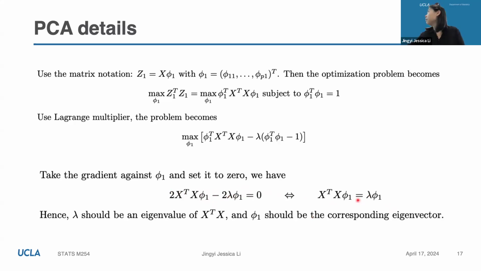This is what you have. And this is the very nice result because this is exactly the definition of an eigenvalue, if you have ever taken a linear algebra course. It's a matrix times a vector equals a constant times a vector. Then this constant is called the eigenvalue, and correspondingly, the vector phi 1 is the eigenvector. So basically we show why we can change the PCA problem to an eigenvalue problem.